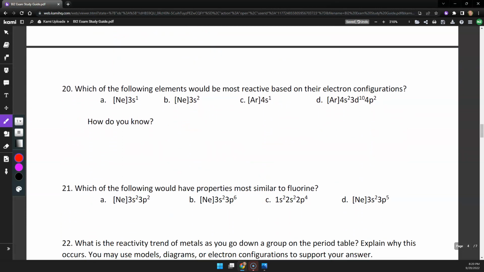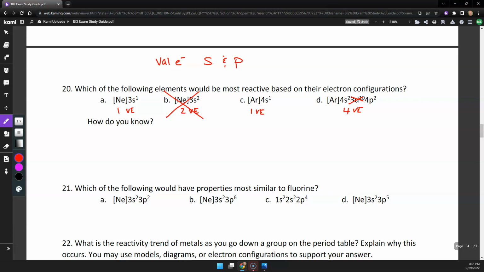All right, moving right along. Which of the following elements would be most reactive based on their electron configuration? Okay, 3s1. So our valence electrons are in the S and P block. So here you have one valence electron. Here we have two valence electrons. Here we have one valence electron. Here we're going to ignore the D block because the D block is always one behind. Here we have 4 valence electrons. Okay. So between the 3 that we have left, the fewest number of valence electrons is going to be the most reactive, so we can eliminate this one here.